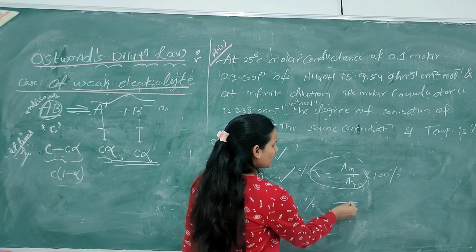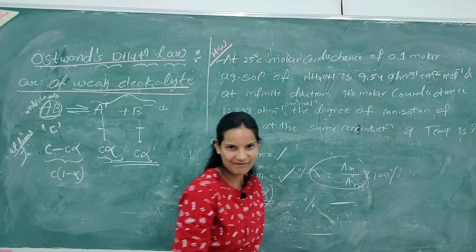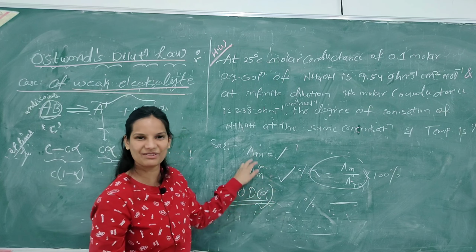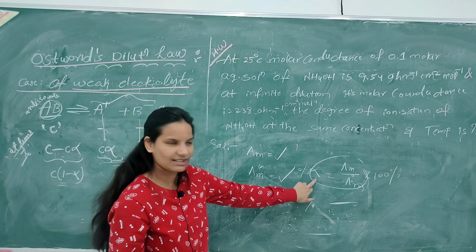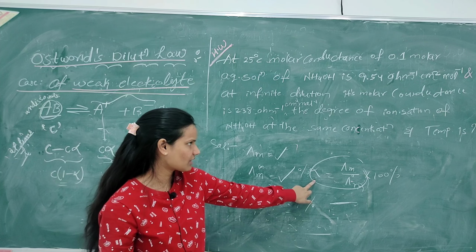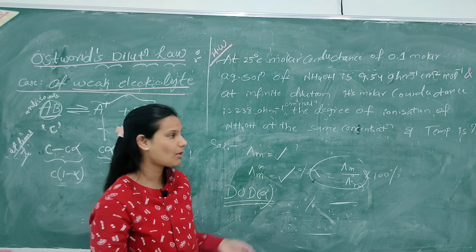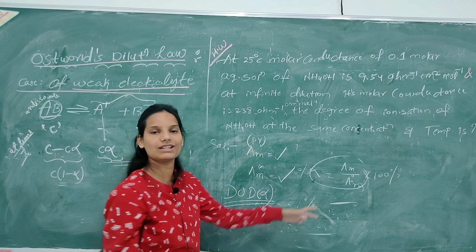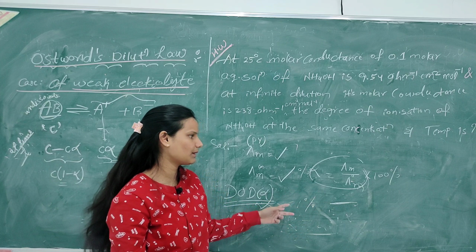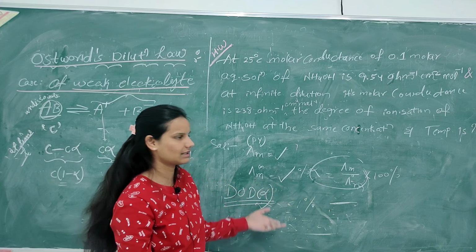So this is very important. I think I solved the complete question for you. You have to just do the mathematical calculations. So this is the percentage degree of dissociation. This question is very important. It is one of the previous year questions. So see how easy the question was. If you just remember the basic formulas, you can easily do this.